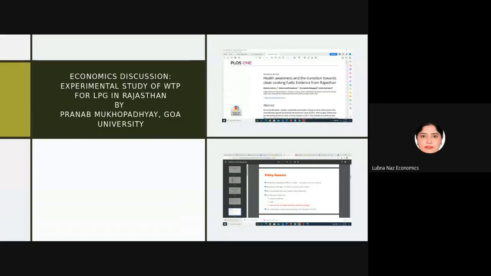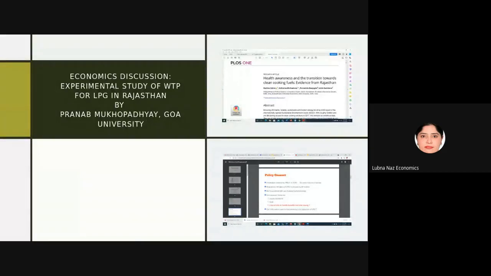Actually, in this article, Pandab Mukherjee presented the objective of this study. In this study, an intervention was made, and that intervention was health information. The idea was that before that, people were using LPG, but they did not know about the health benefits of using LPG. So there was a program which was evaluated in this study.